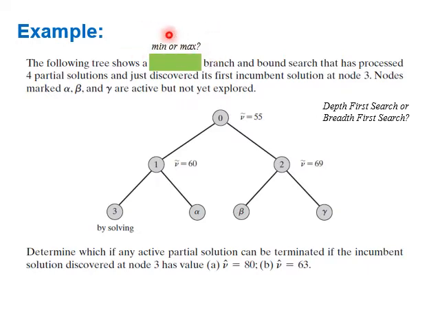Is this branch and bound tree given here for a minimization problem or a maximization problem? Can you understand it? So please think a little bit, if you like, by stopping the video. Okay, so if you say this is for a minimization problem, then you are right.